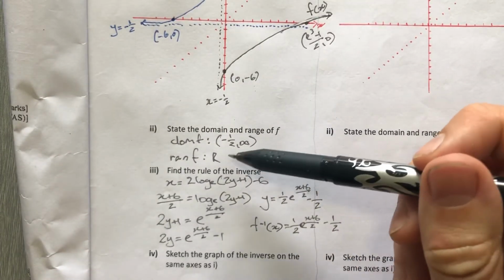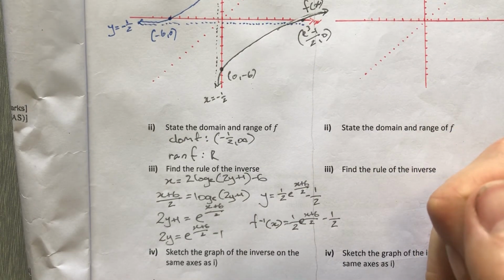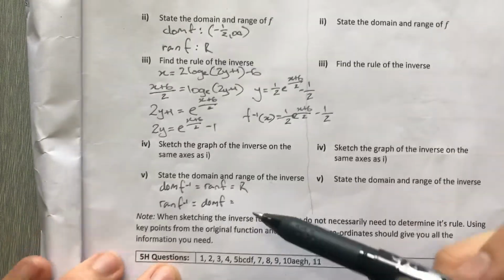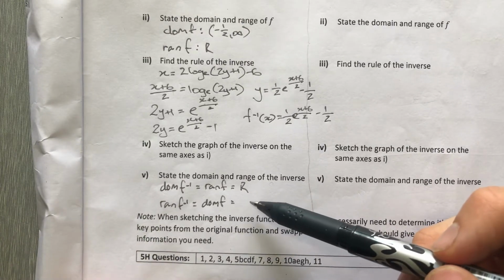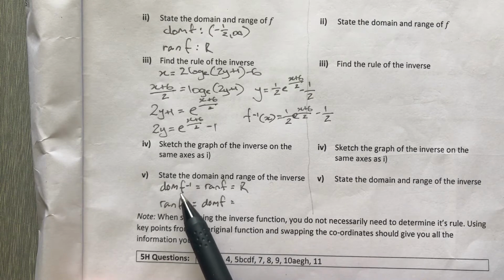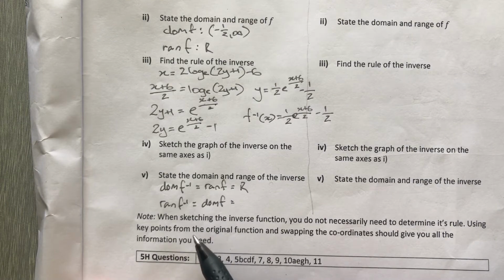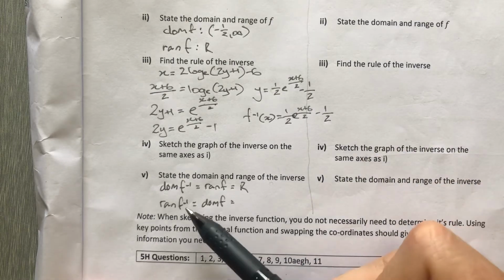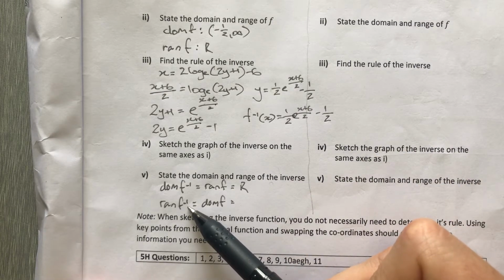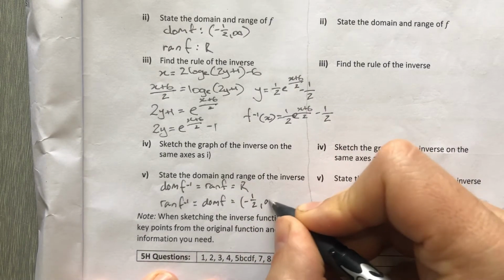You don't need to have done this first, but if you know this, it makes life a lot easier. Some multiple choice questions involve stuff like this, and if you already know that the domain of your inverse is equal to the range of f, and these ones as well, you can get those questions done really quickly rather than putting any working out in. Okay, so we want the range, and that's going to be from -1/2 all the way to infinity.